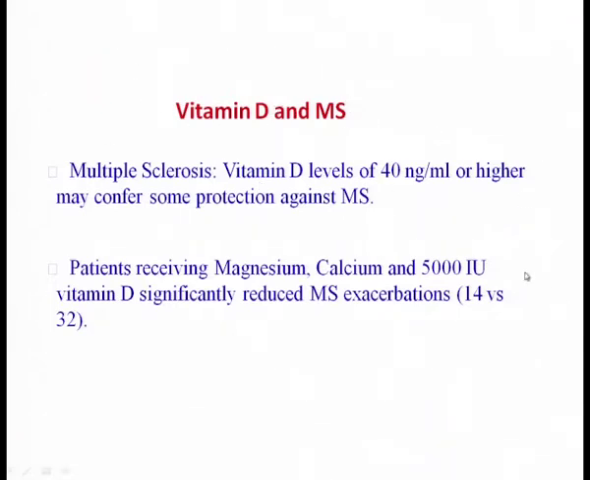So they say even levels of 40 nanograms per ml, if you are going to have an elevated amount of vitamin D, it actually helps us in preventing multiple sclerosis. So it becomes really mandatory. So what are we up to?